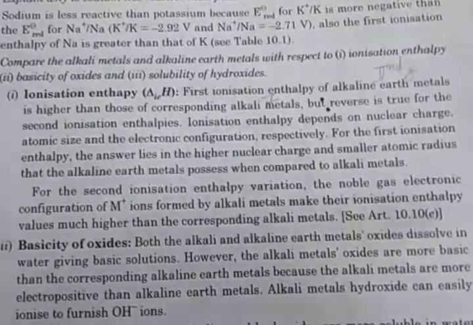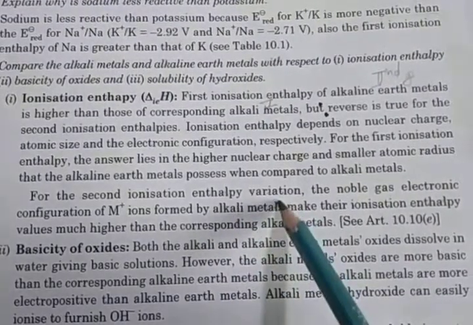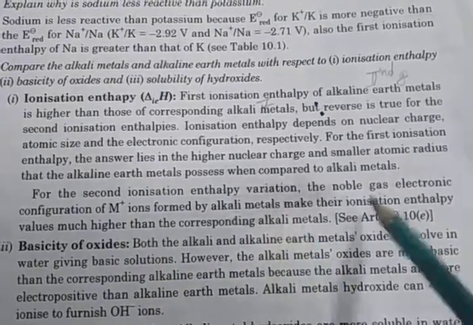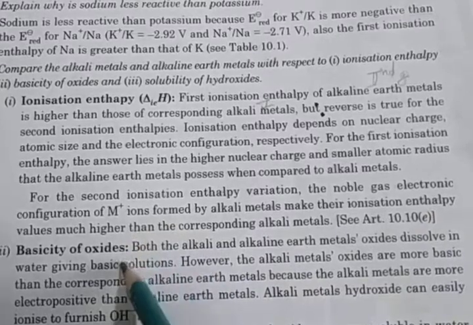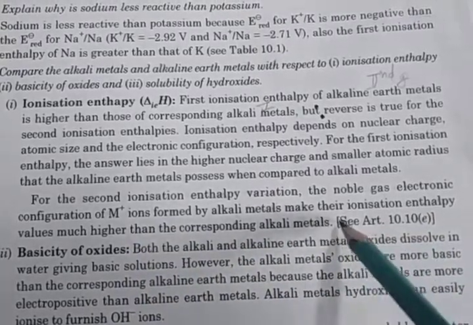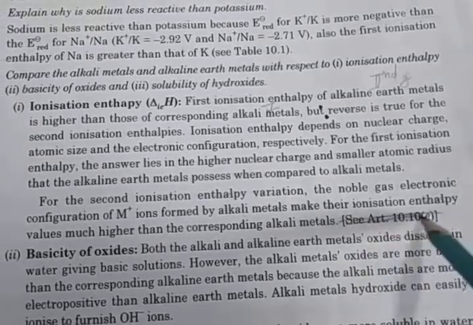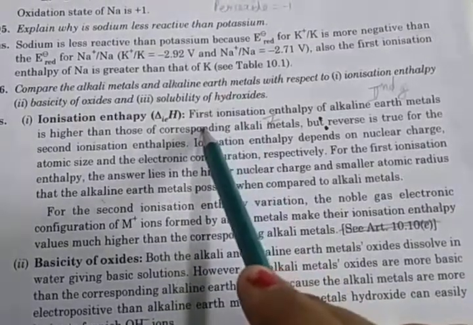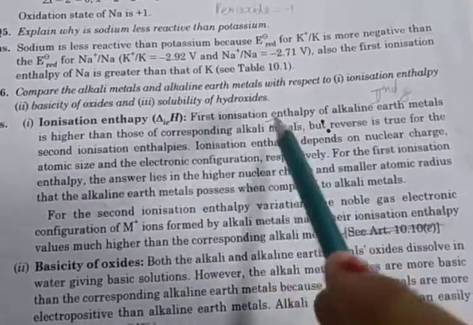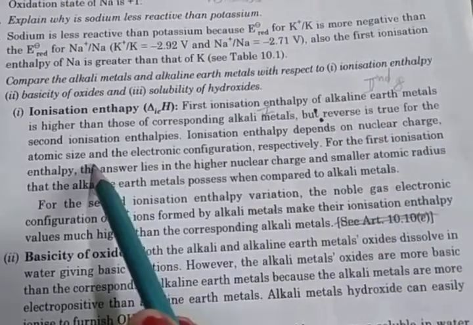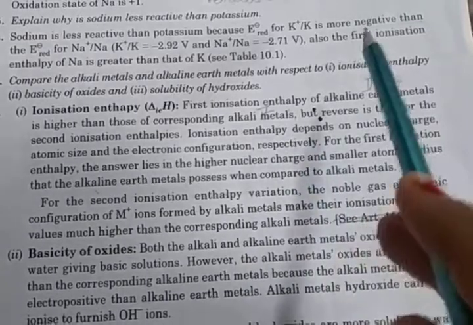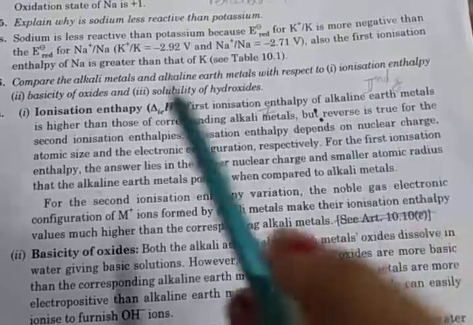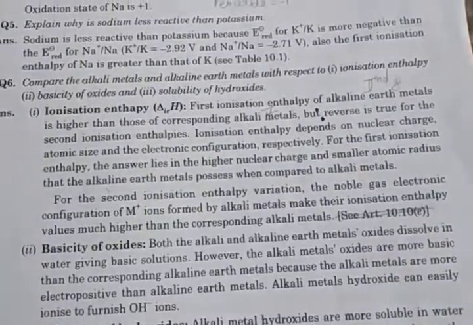But for the second ionization enthalpy variation, the noble gas electronic configuration of the M+ ion formed by alkali metals makes their ionization enthalpy values much higher than the corresponding alkaline earth metal. So this comparison is only for the first ionization enthalpy: it is higher for alkaline earth metals than for the corresponding alkali metals. But the second ionization enthalpy depends on the nuclear charge, atomic size and electronic configuration.